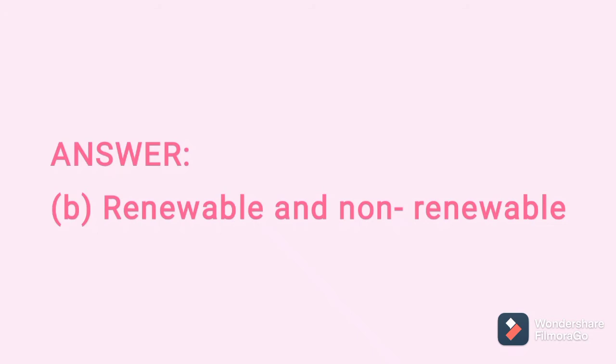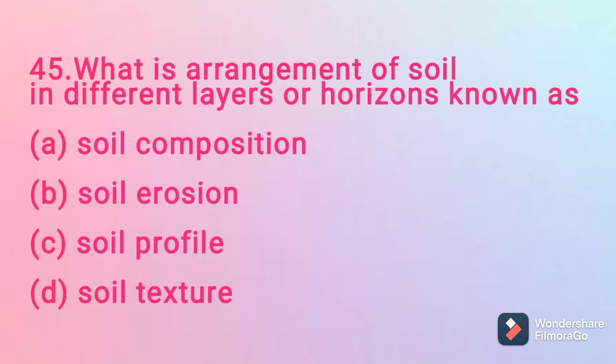And the answer is option B. Renewable and non-renewable. 45th question. What is arrangement of soil in different layers or horizons known as? Option A. Soil composition. Option B. Soil erosion. Option C. Soil profile. Option D. Soil texture.